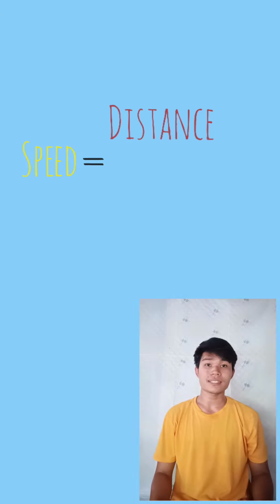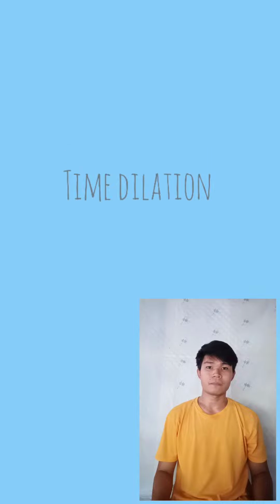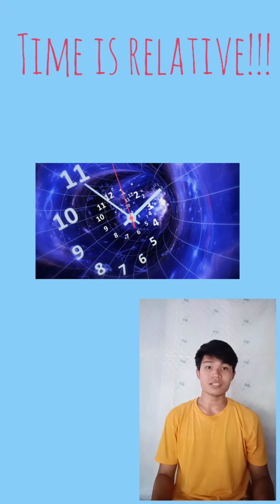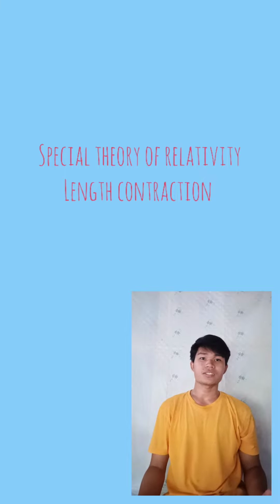Always remember this formula: speed is equal to distance over time. As Ben's distance is more, the value of his time must be more. Time has slowed down for Ben. This is called time dilation. This is quite intriguing and hard to grasp because it seems to go against what we experience on a practical level. But to understand the theory of relativity, you must stop thinking of time as a fixed unit for everyone. Time is relative. Let's go to special theory of relativity, length contraction.